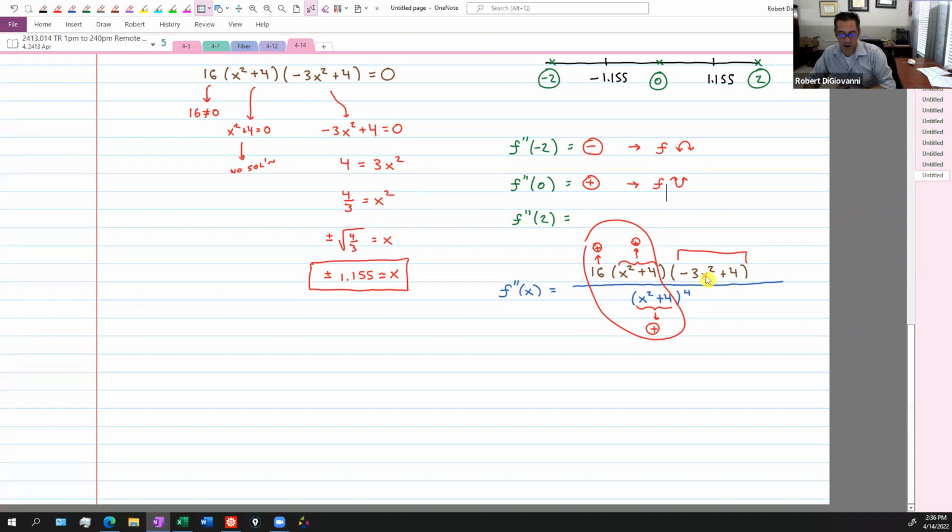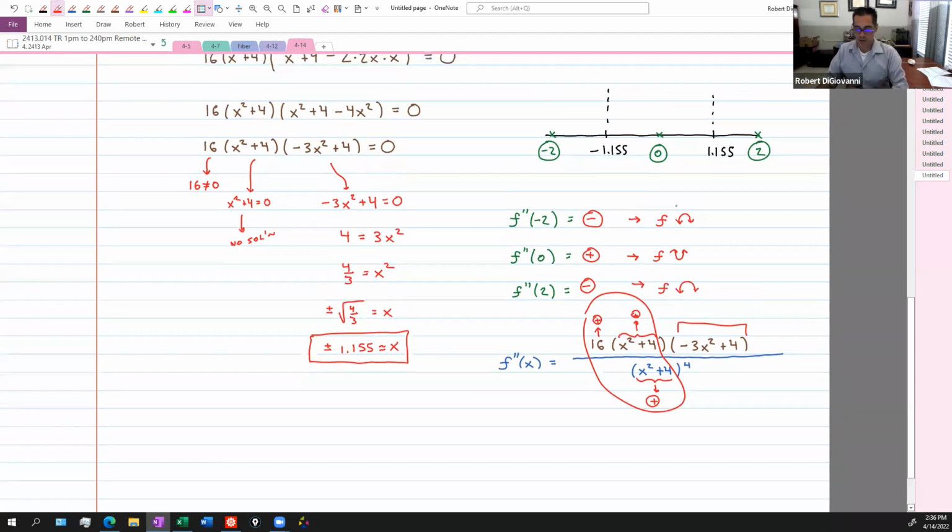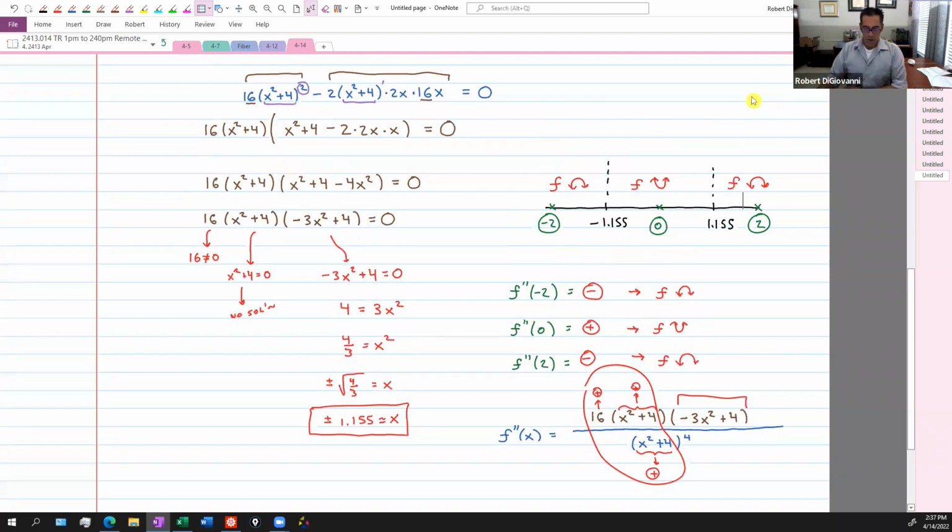And then when I plug in 2, I would get the same thing that I get when I plug in negative 2. So I'll get a negative again, which means my original function is now sad again. So we go from concave down to concave up to concave down. Two inflection points, right? Two inflection points here and here, because we changed negative to positive, positive to negative. I think you could figure out where it's up and down, just do the intervals.